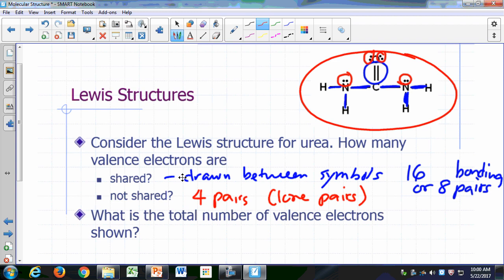They're not shared. So what's the total number of valence electrons shown here? That's going to be 16 plus 8. That's 8 pairs plus 4 pairs. So 16 plus 8. We have 24 valence electrons shown in the Lewis structure of urea.